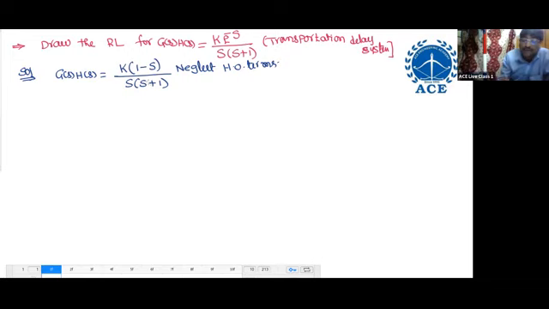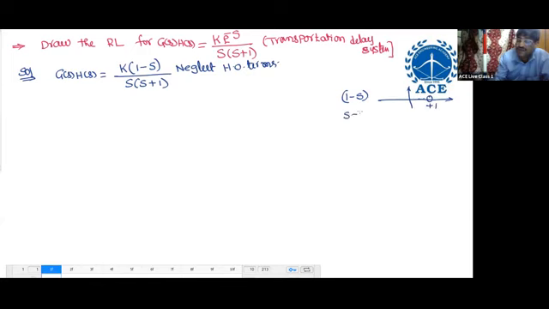Okay. Now here, one simple question, you answer it. What is the zero location for 1 minus s? What is the location of zero for 1 minus s? Plus 1 or minus 1? It is plus 1, no doubt. s equal to 1, no? So the zero location is plus 1.